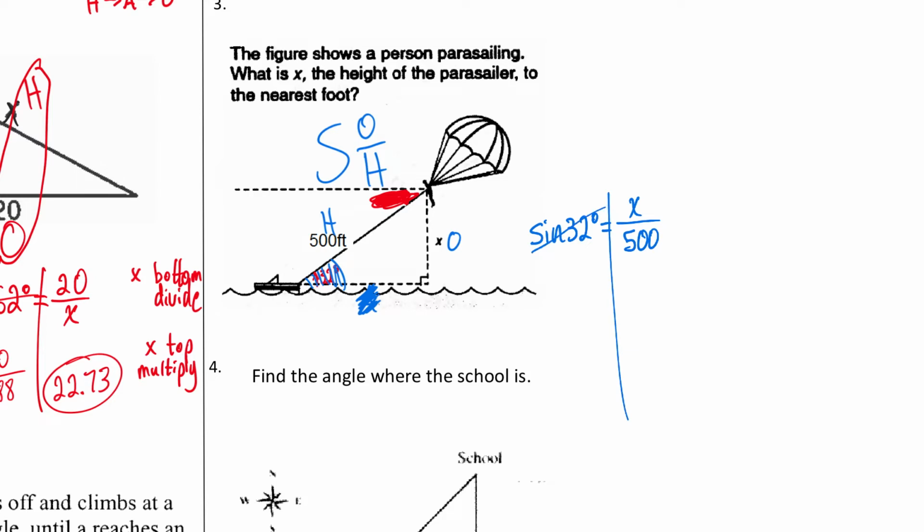All right, so the sine of 32 is 0.53. Now here, the x is on top, so I'm going to be multiplying. So I'm going to do 500 times 0.53, and looks like that gives me exactly 265 feet.